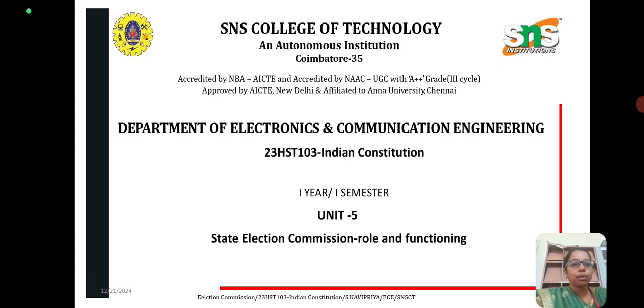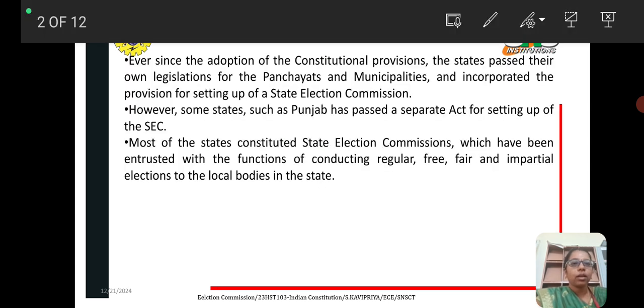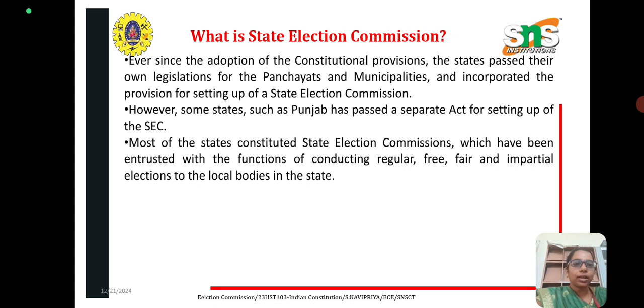I am going to discuss the topic State Election Commission, role and functioning. So what is the State Election Commission? Ever since the adoption of constitutional provisions, the states passed their own legislations for the panchayat and municipalities and incorporated the provision of setting up a State Election Commission.